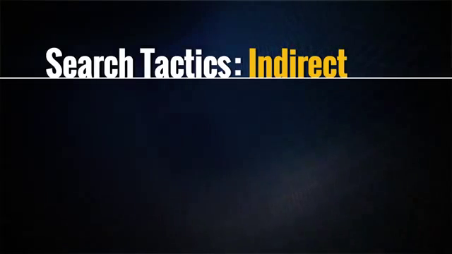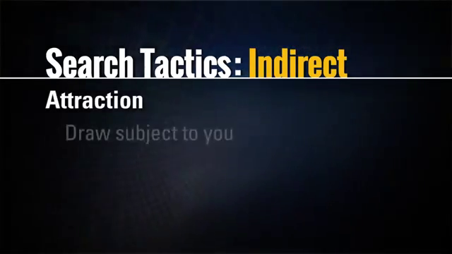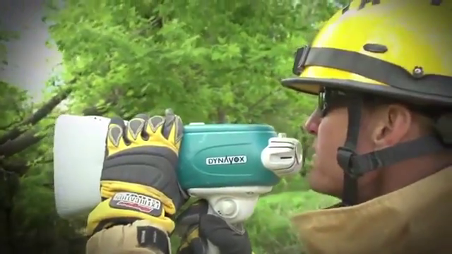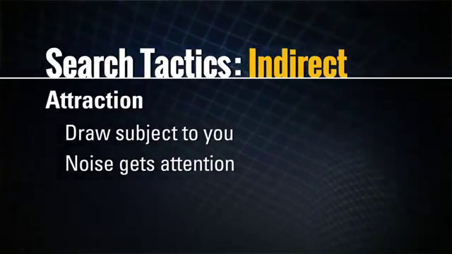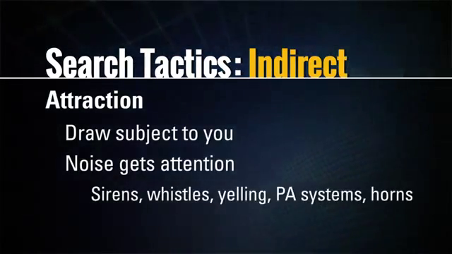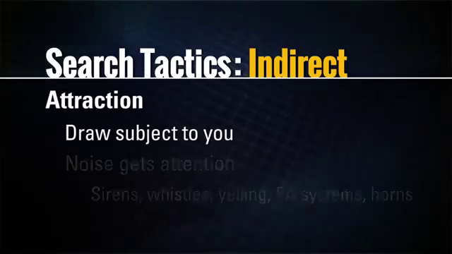If the lost person is mobile or responsive, you can use attraction tactics to cause the subject to come to you or to identify their hidden location. If you can hear my voice, start heading this direction. Noise gets attention. Use the tools that are readily at your disposal: sirens, whistles, yelling, PA systems, or horns to get the attention of lost or trapped subjects.